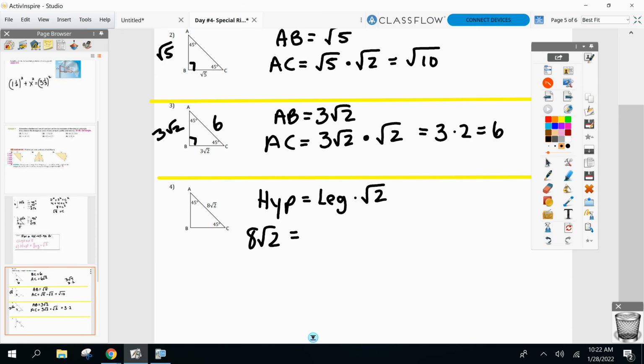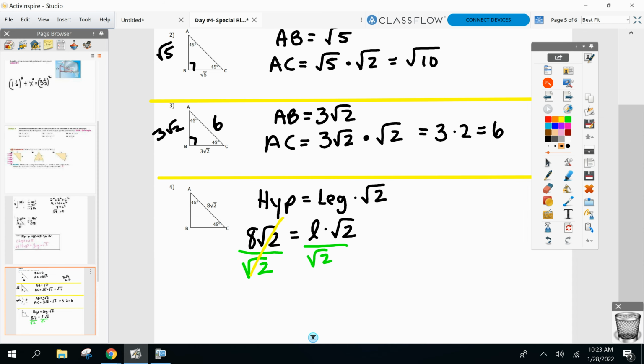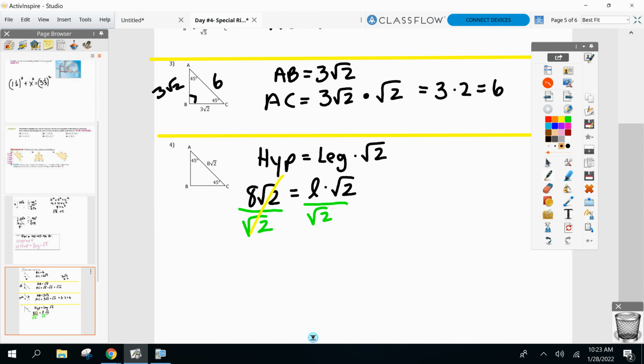Equals, now, can I just put L? Times radical 2. All right, use your algebra now. How do you get rid of the radical 2? Divide both sides by radical 2, and look what happens. What happens on the left side over here? See you later, right? The radical 2's cancel, and I'm just left with 8. And that's both legs, right? Because they're both congruent. AB and BC is 8. Write the rule, plug it in, and divide both sides by radical 2.